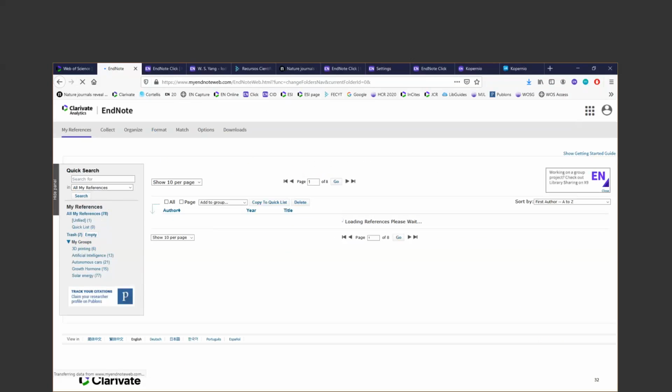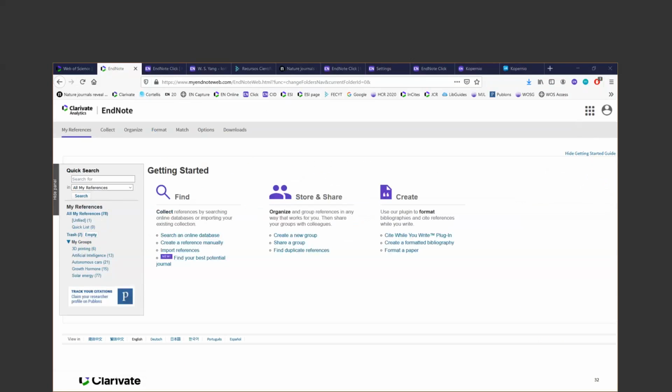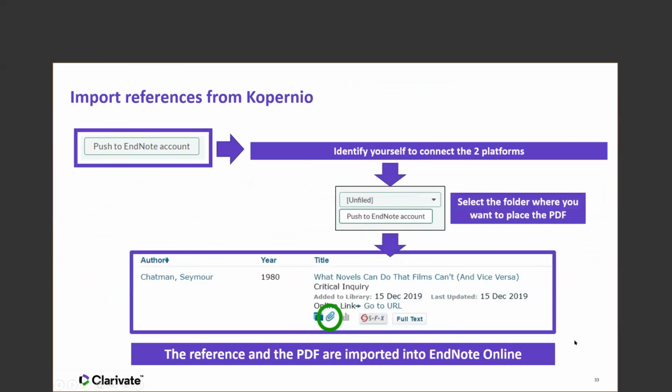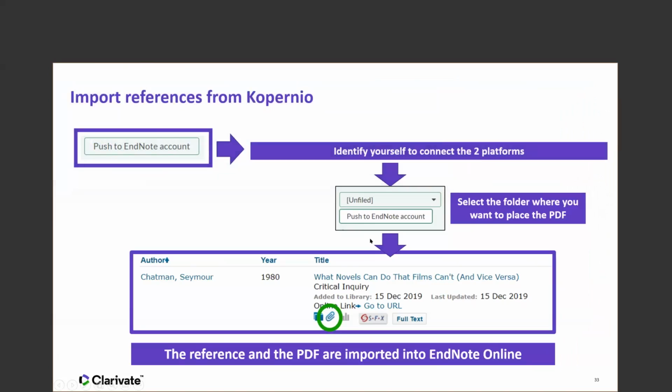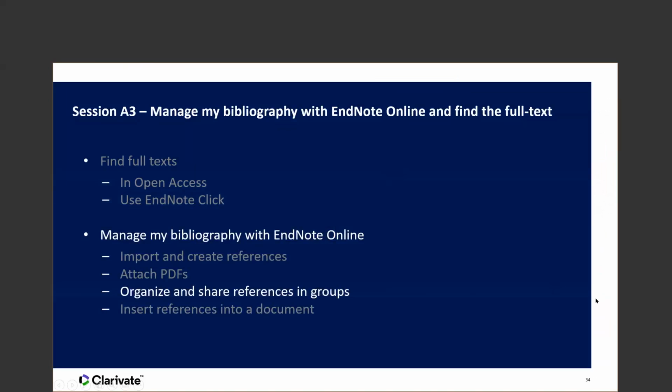I think in my slides I am saying how to install. Go back. Yeah. So first you have to identify yourself to connect the two platforms, and afterwards you're going to see exactly the same as me. It's going to be activated, and you're going to see the drop-down menu with your folders, and you're going to be able to import both the reference and the PDF at the same time.